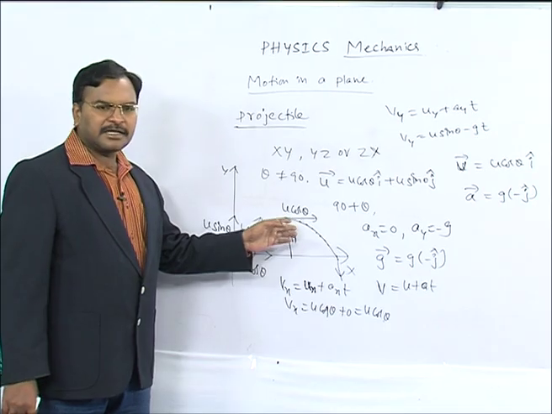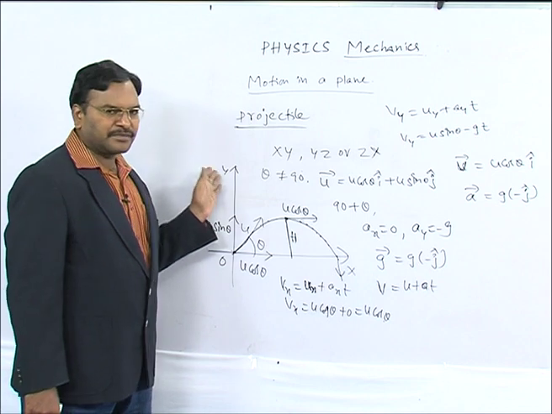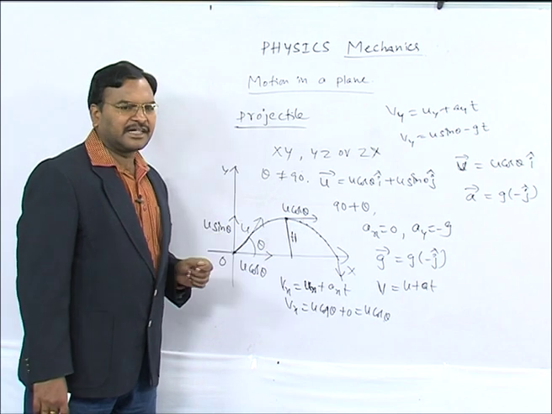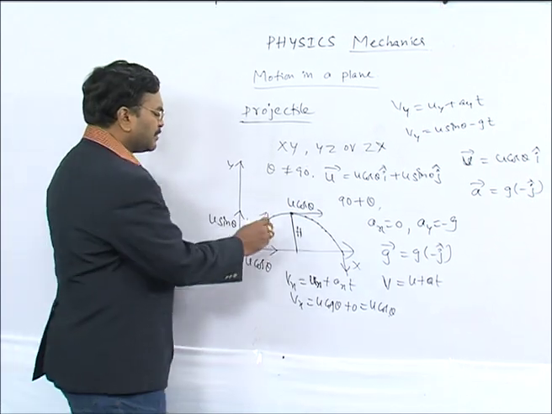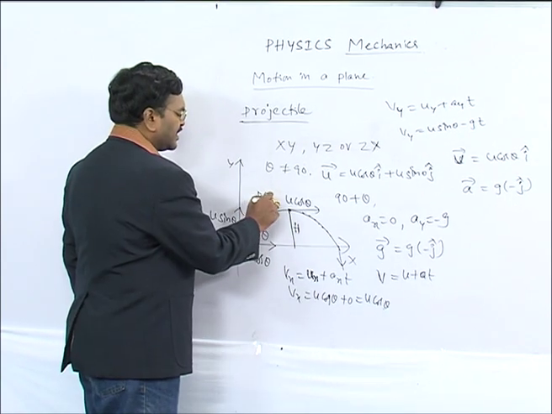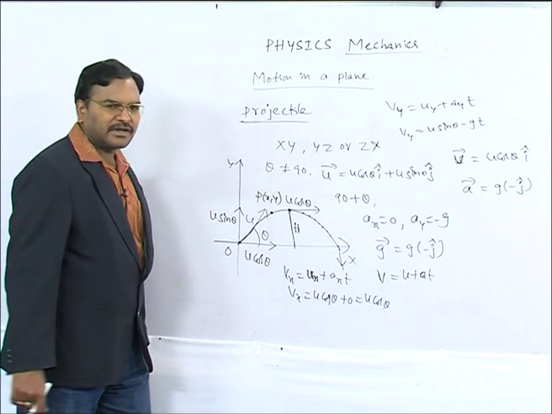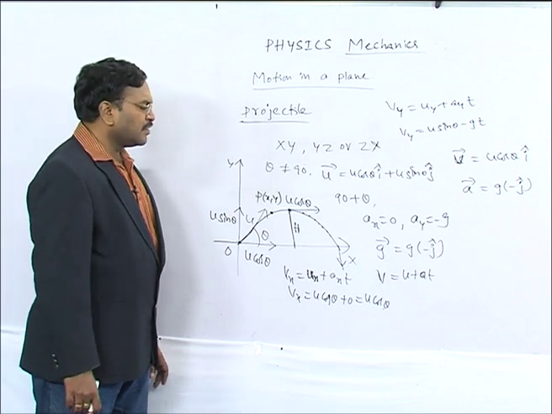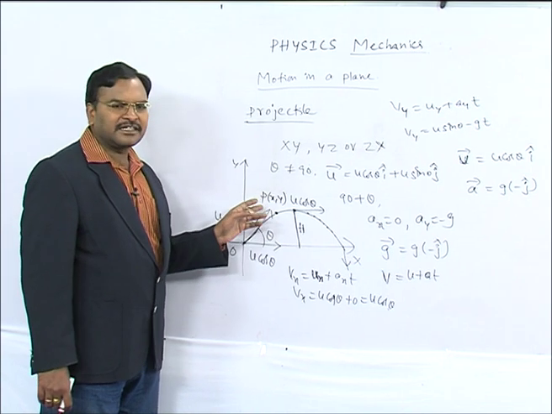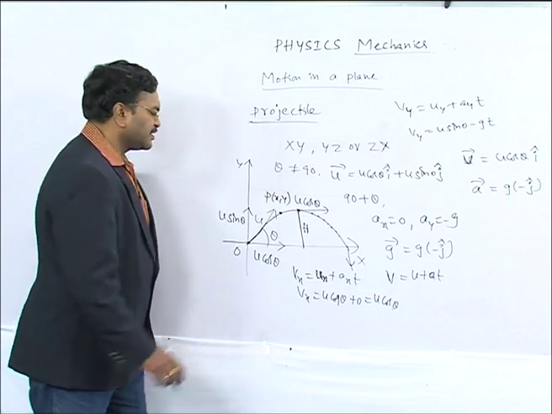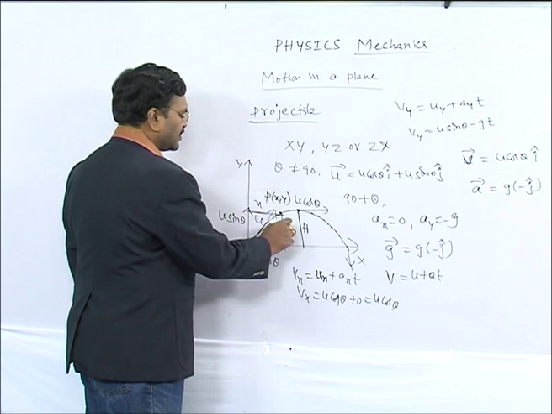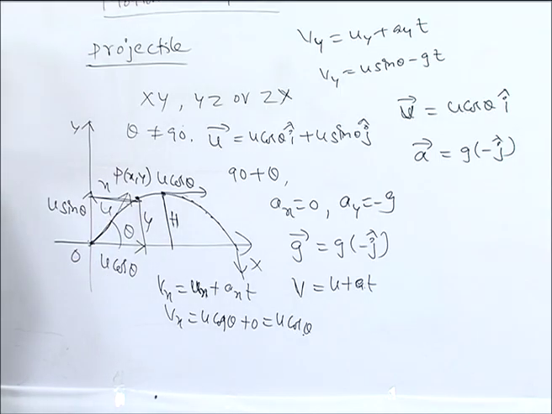Now, we discuss the path of the projectile. The path of the projectile is a parabola. We study the motion of a projectile. We know the velocity in the horizontal direction and vertical direction. Now, suppose the projectile is at point P. After time t seconds, it has coordinates x and y. Now, we derive the relationship between x and y. So what is x here? Horizontal displacement. What is y? Vertical displacement.